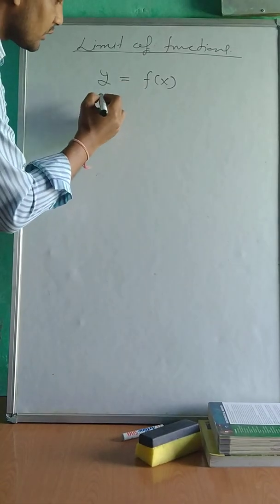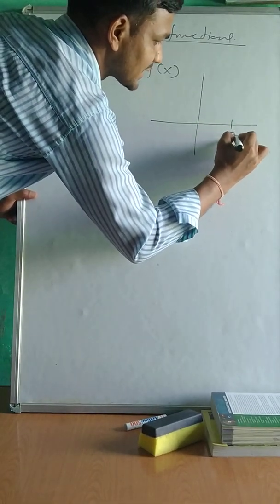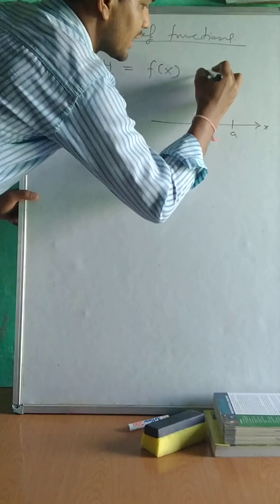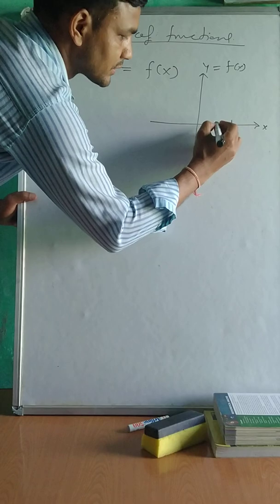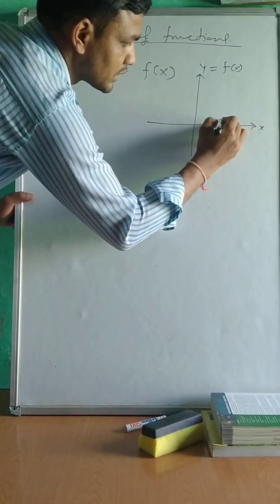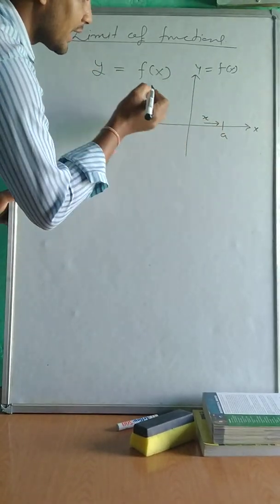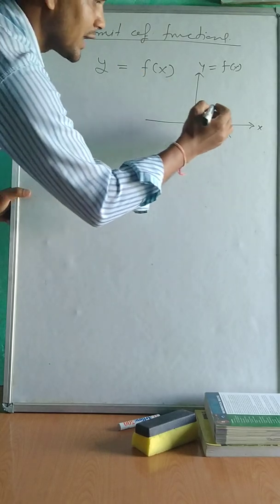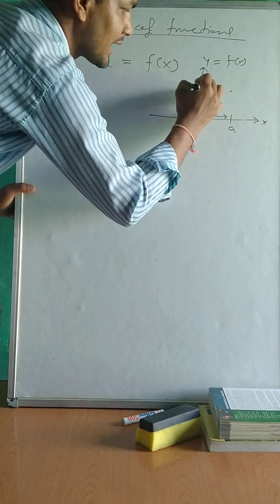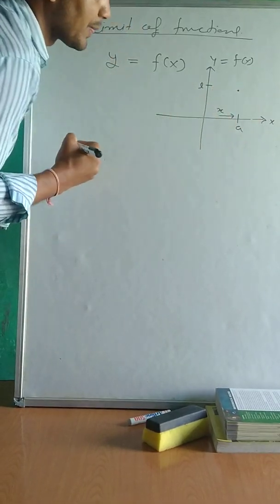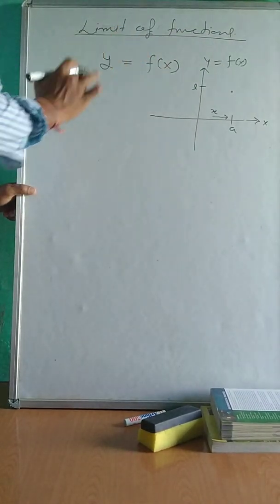Let us take a point on the x-axis. This is the x-axis, this is the y-axis, and this curve is y equal to f(x). Suppose that when we approach the independent variable x to a, the value of y approaches L. This is L on the y-axis. Then the limit of the function y equal to f(x) is L.